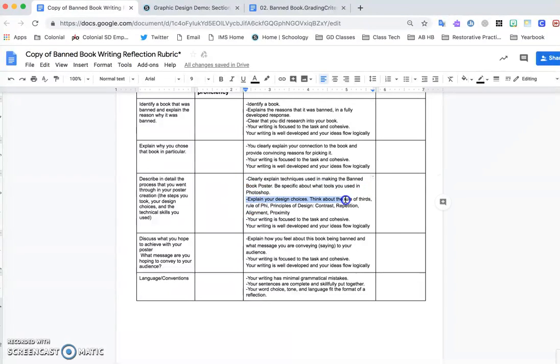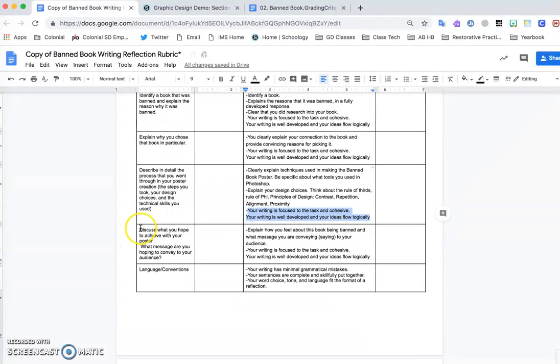Then you're going to explain your design choices. So again, you're going to think about the rule of thirds, the rule of phi, that 30-70 split, the principles of design: contrast, repetition, alignment, and proximity. And again, your writing should be focused into the task, and it should be well developed, and your ideas should flow logically.